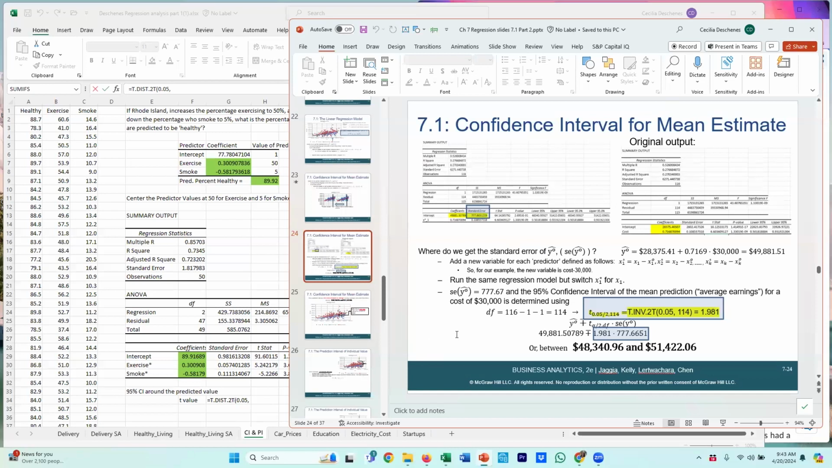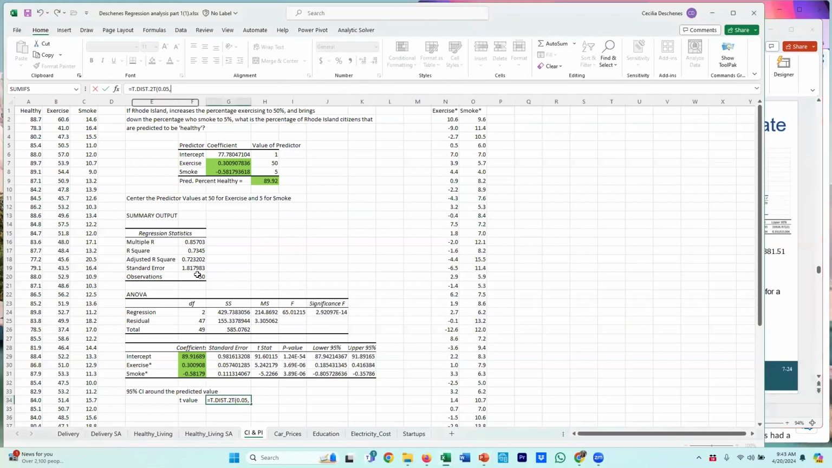Let me take that back. No, wait, am I doing this yet? There are 50 observations. So minus 2 is 48 and minus 1 is 47. Yes, the degrees of freedom in the residual gives you the degrees of freedom needed. So we'll grab that number.